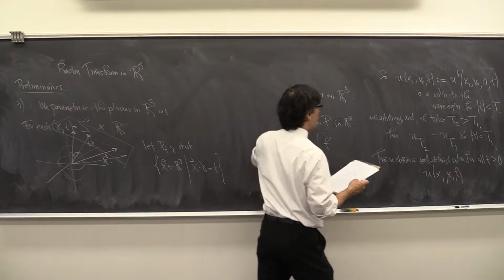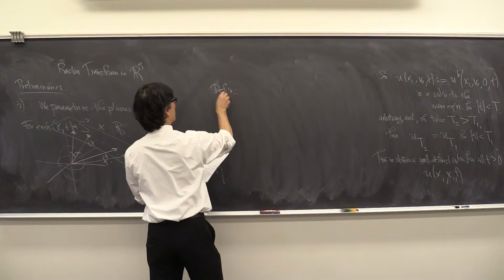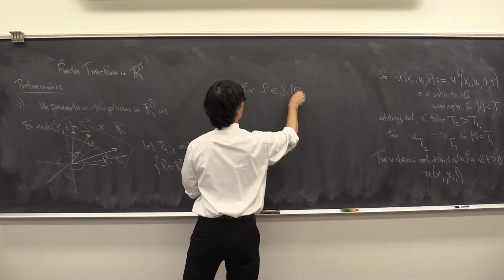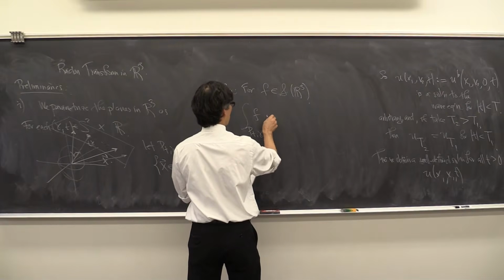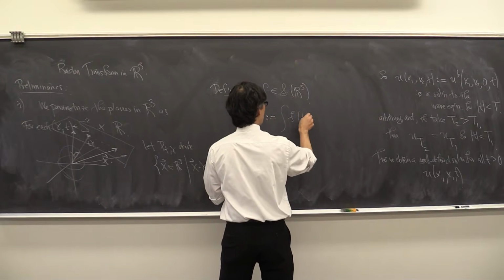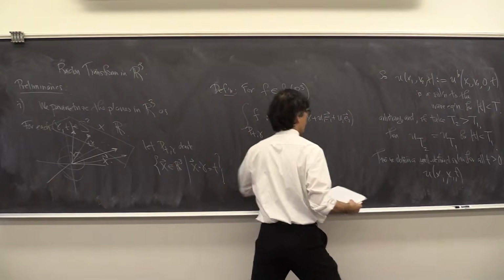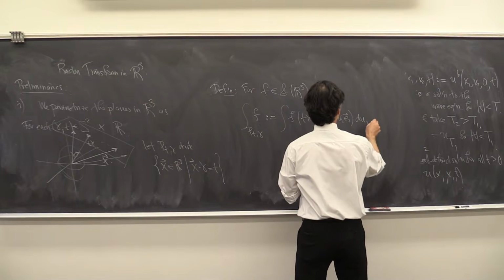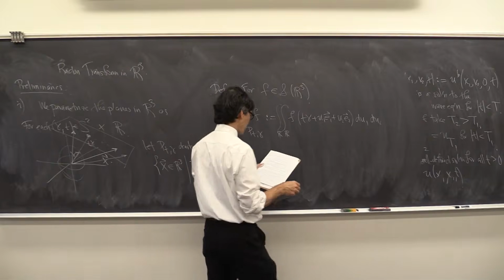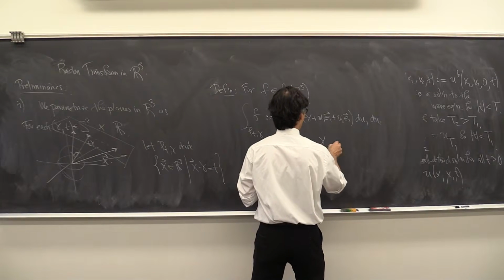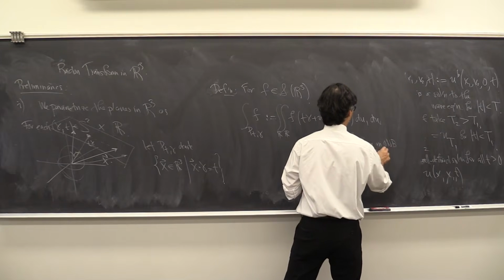Okay. So for f in the Schwartz class, we define the integral of f over that plane as the integral of f of t gamma plus u1 e1 plus u2 e2 du1 du2, as u1 and u2 both range over R, where gamma, e1 and e2 form an orthonormal basis of R3.